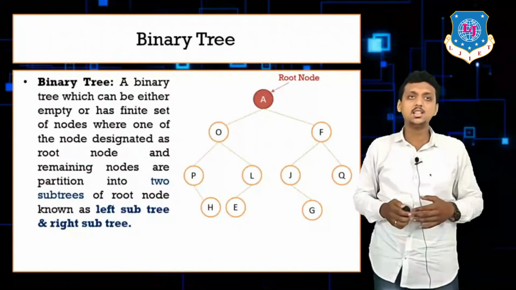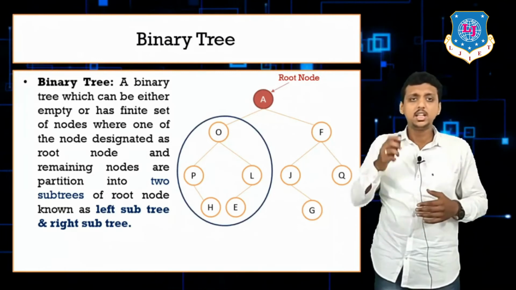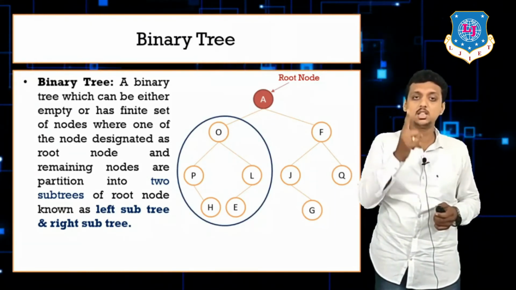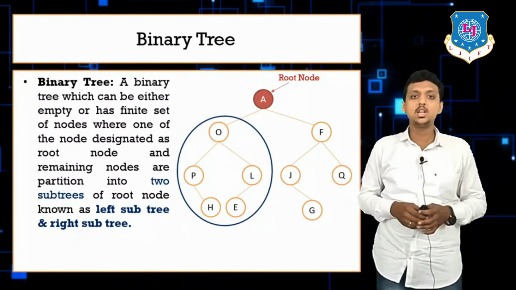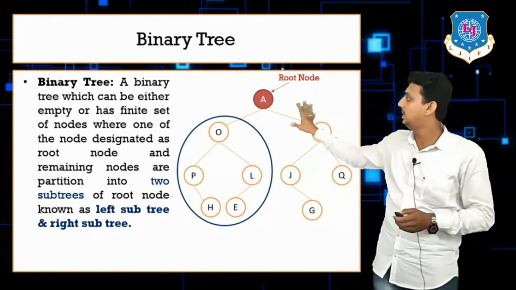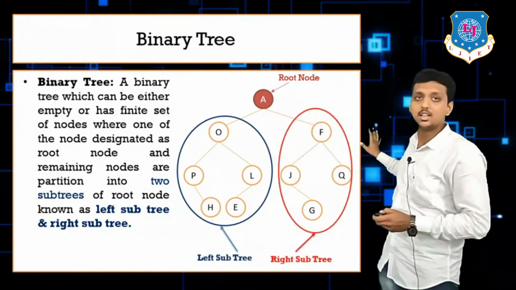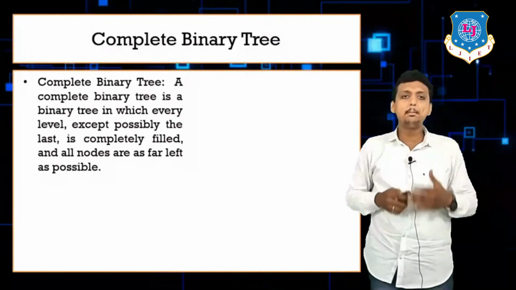Now the next is binary tree. Students, in a binary tree, each and every node contains a maximum of 2 children. Remember this. Each and every node contains a maximum of 2 children. Then it is known as a binary tree, where one left subtree is there. See, this is the left subtree and this is the right subtree. Fine. Okay.